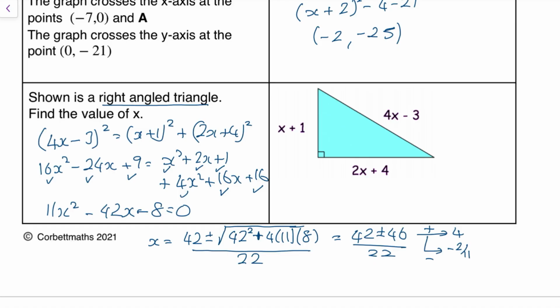Now, let's go back. Let's remember these are lengths. So therefore here, if I do 4 times 2 over 11, which is 8 over 11, take away 3, that's going to be a negative number. So it can't be that one. So therefore my x is equal to 4. First answer, or last answer today, x equals 4.